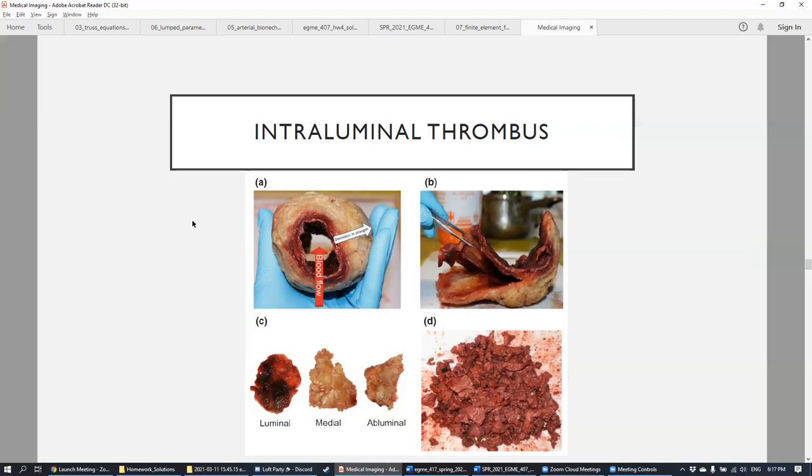Question: do our blood vessels have pain receptors? So they do have receptors. They do sense forces.